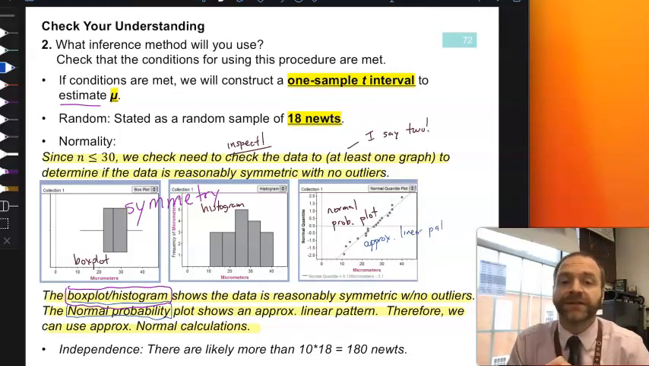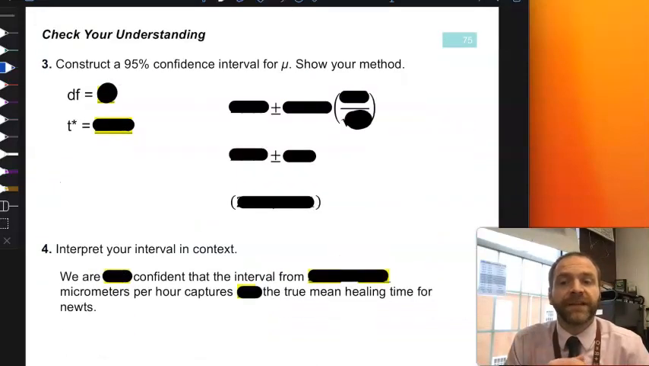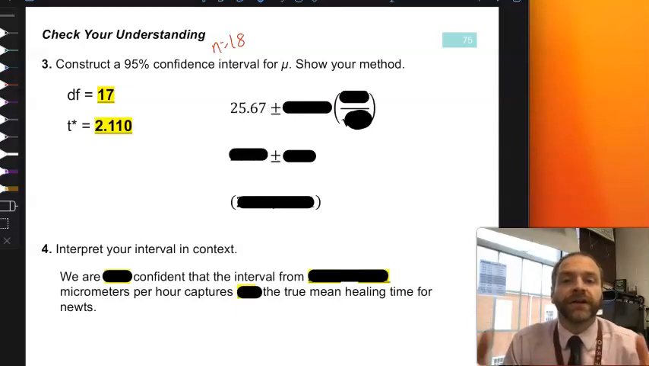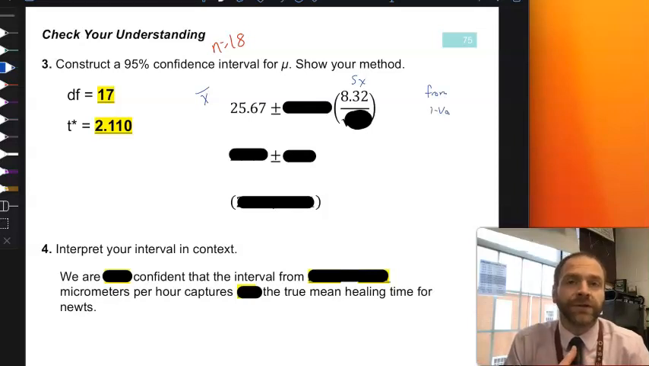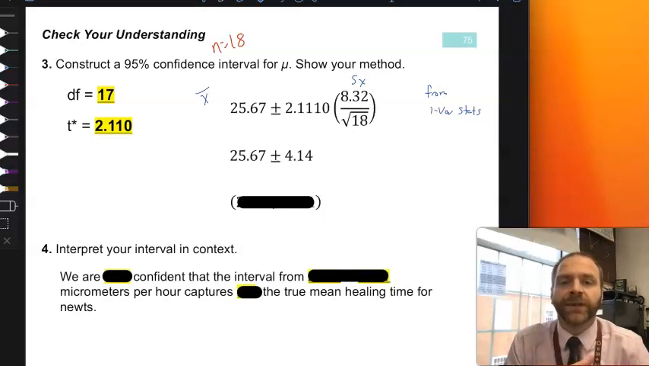So independence is met. And so we can look at the next part of this, and that's the do step. So 18 means our degrees of freedom was 17. And we can go look at table B. I'm going to tell you what's going on. N equals 18. T star for a 95% confidence interval for this would be 2.110. So we can go and plug in all the information given to us. Remember, our x bar and our s of x would have been found from our 1 var stats in the calculator. So make sure that you go to stat, calc, 1 var stats, L1 and get the information. We have everything else to plug in to get our interval, and then we can interpret.